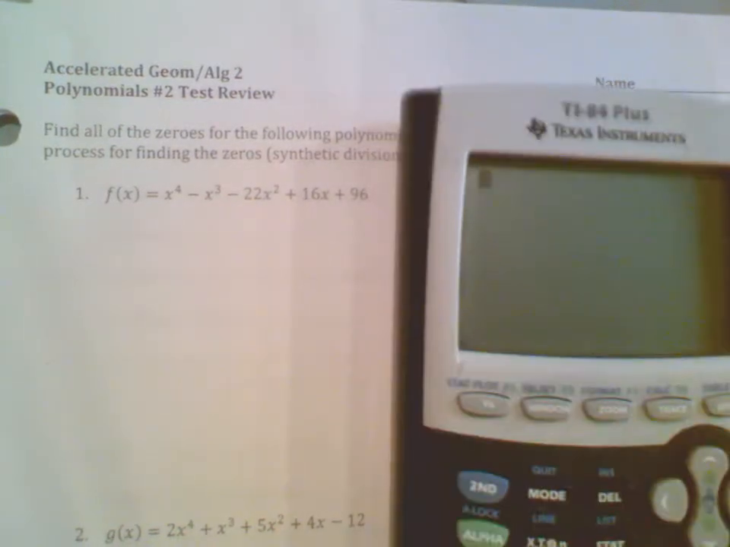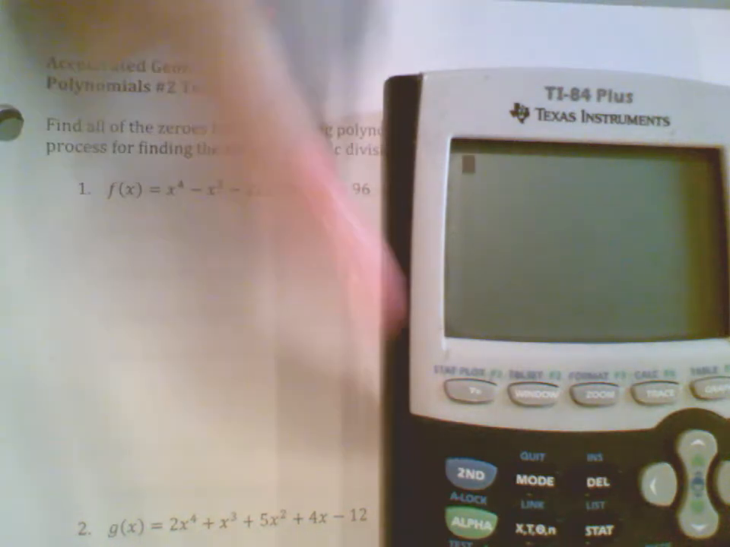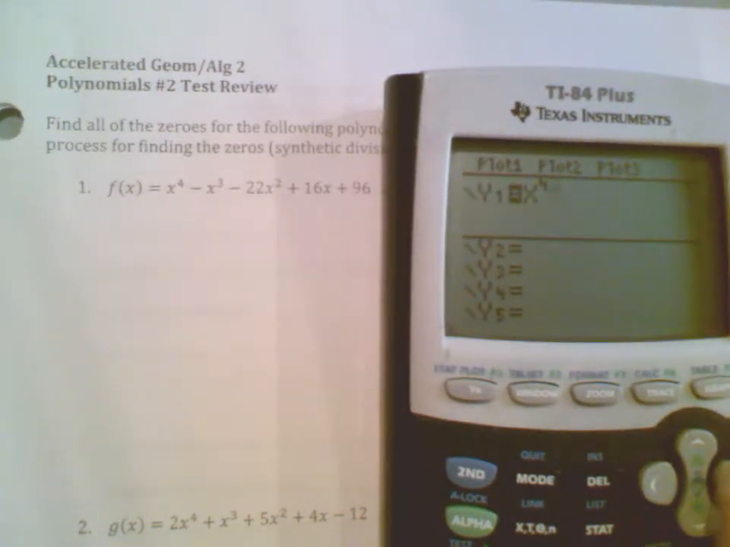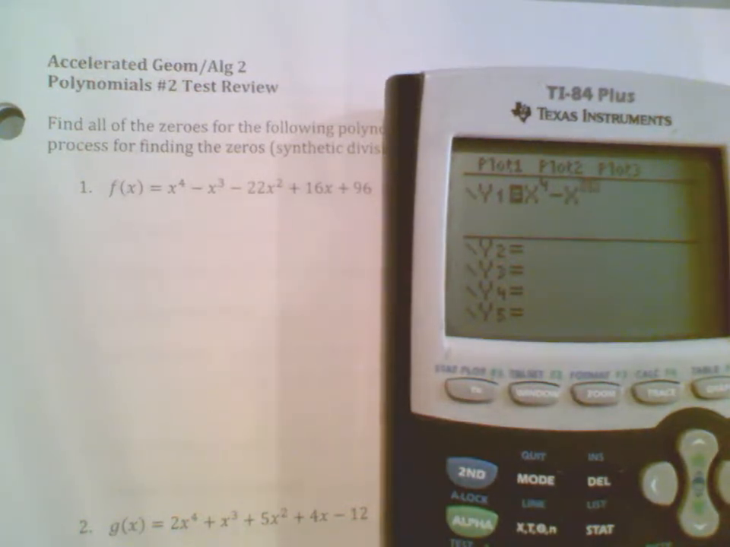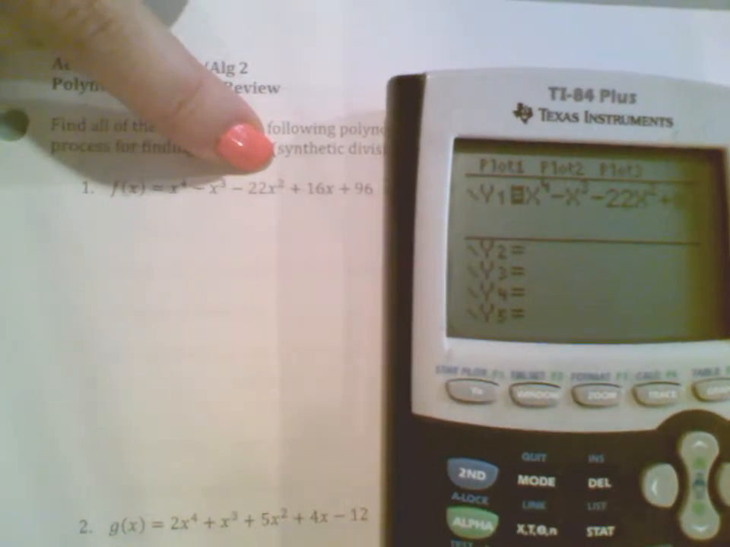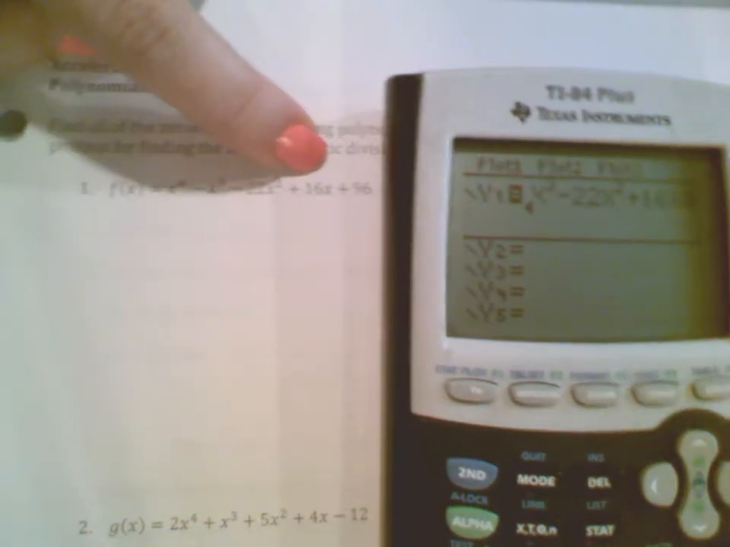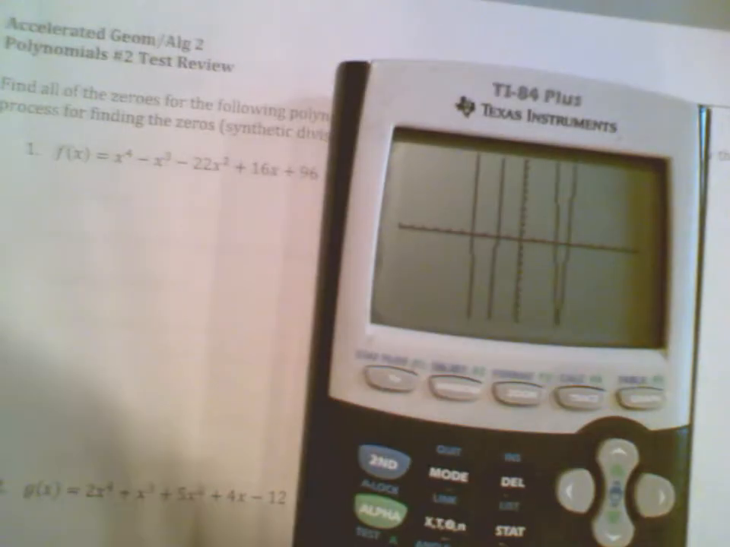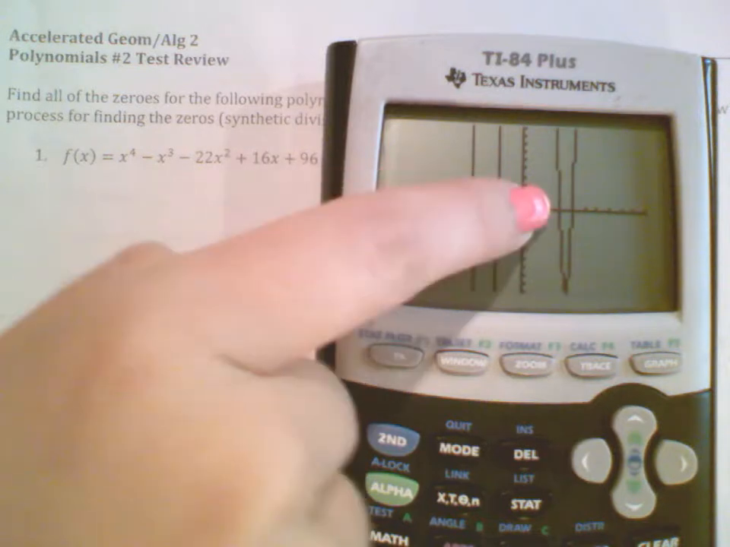We will have imaginary ones as well. So what I'm going to do is put this whole function in my calculator. So x to the 4th minus x cubed minus 22x squared plus 16x plus 96. So now everything's in there. I can graph it. Fun little trick, if you press zoom 6, that'll take you to the standard window. I can see where it crosses the x-axis already.